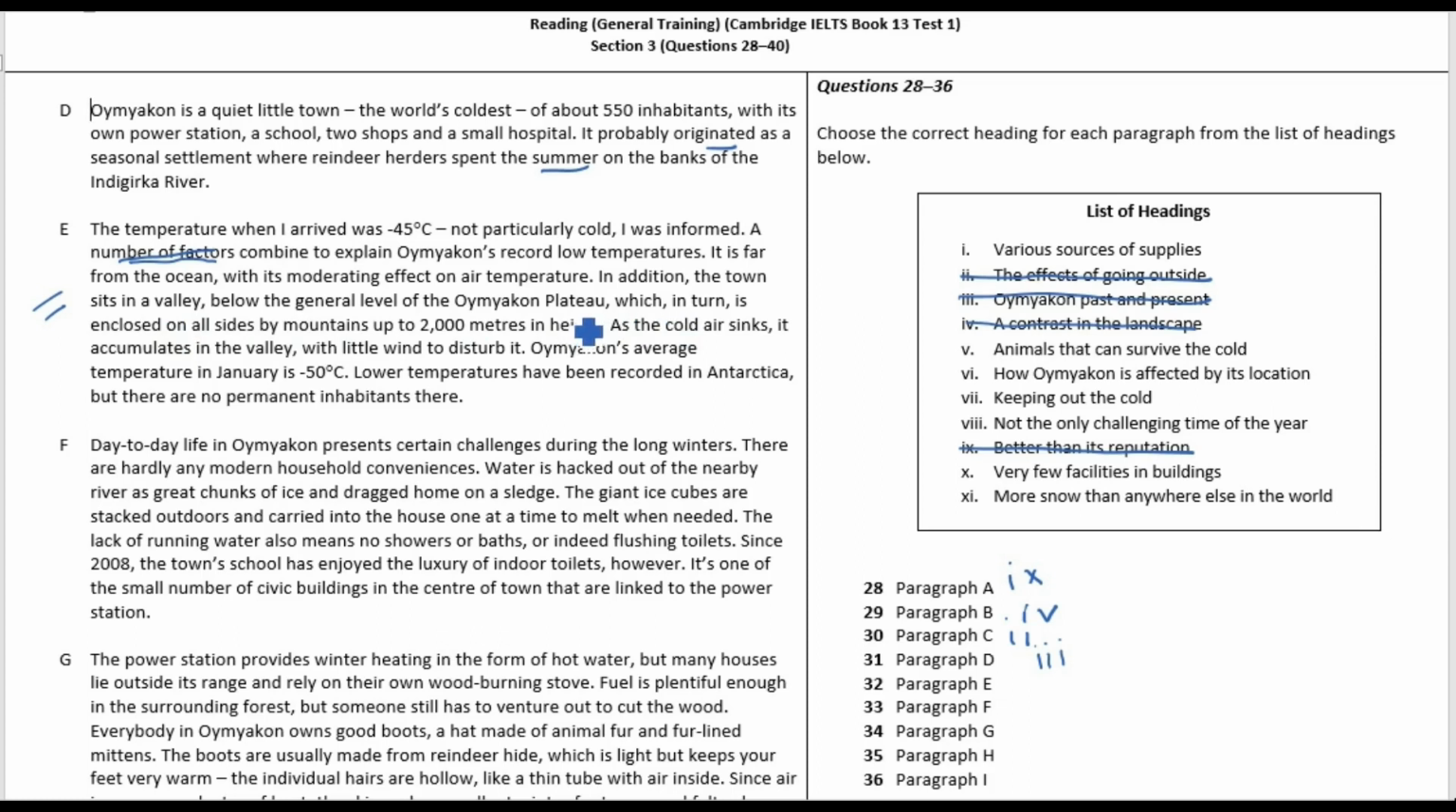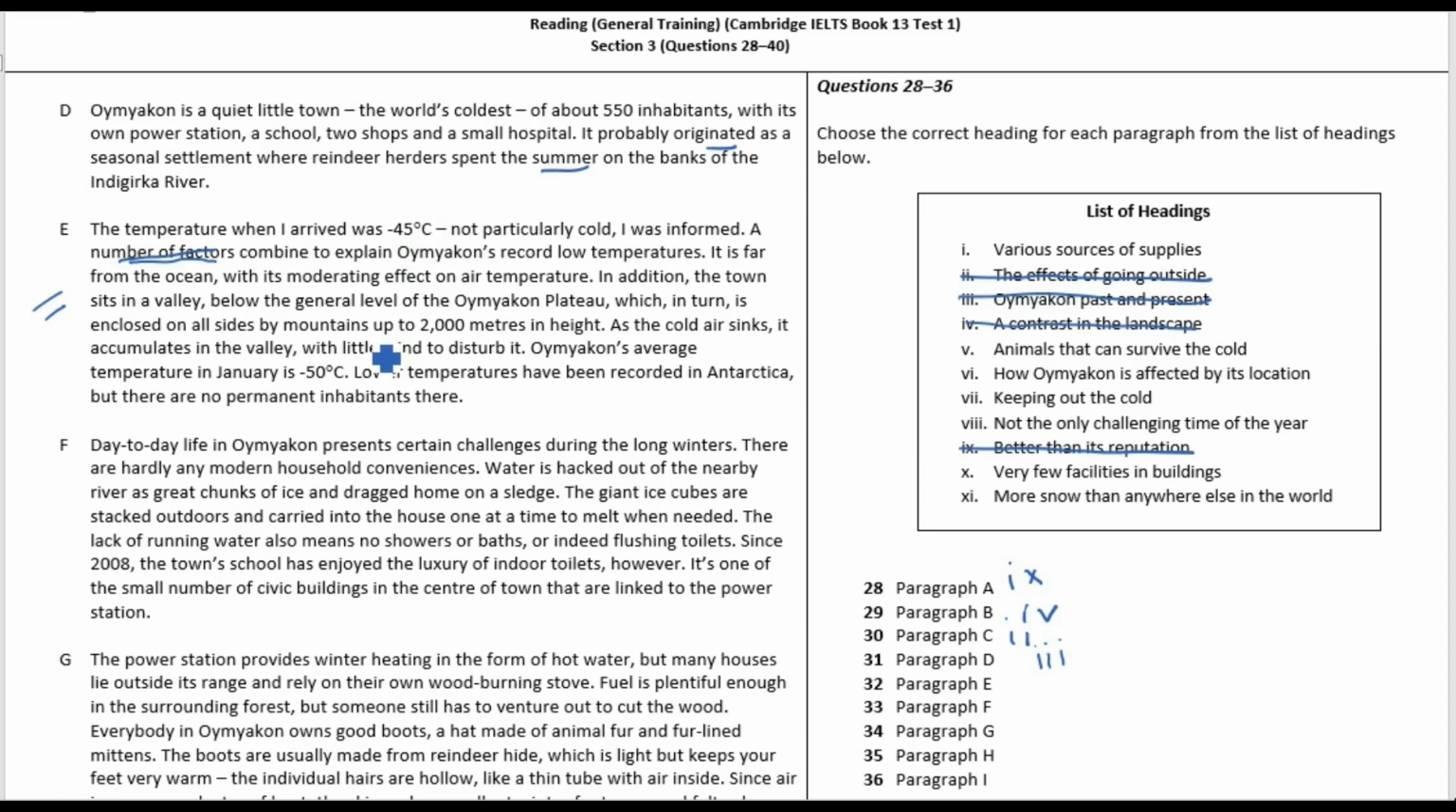In addition, the town sits in a valley. So I'm just reading the beginning few words of every sentence to see what it is talking about. There's a mention of some mountains, a plateau. As the cold air sinks, it accumulates in a valley. There's little wind. The average temperature in January is -50. Lower temperatures have been recorded in Antarctica, but no permanent inhabitants there.